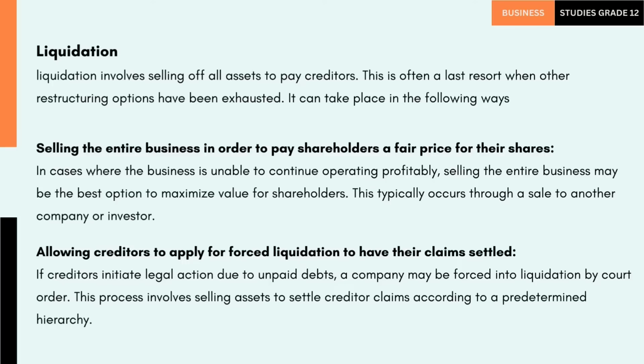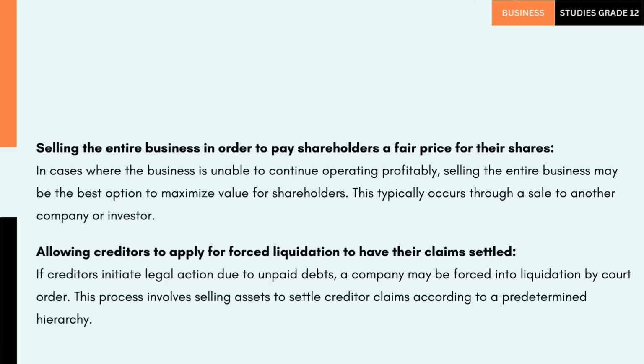B. Allowing creditors to apply for forced liquidation to have their claims settled. If creditors initiate legal action due to unpaid debts, a company may be forced into liquidation by court order. This process involves selling assets to settle creditor claims according to a predetermined hierarchy.